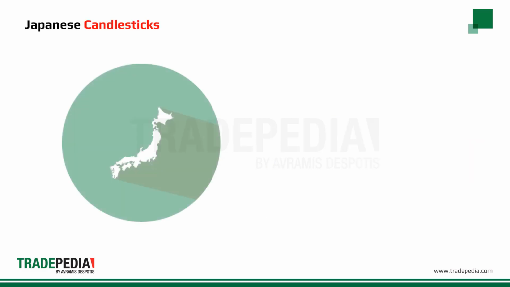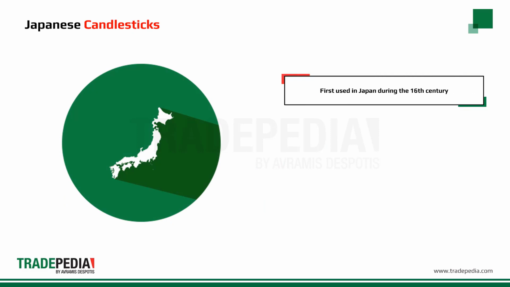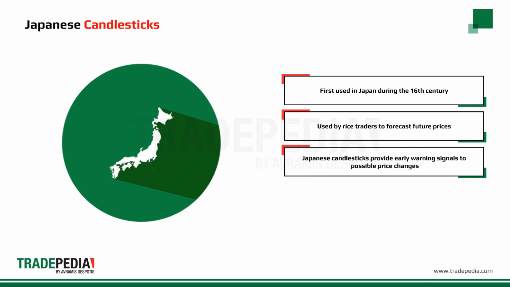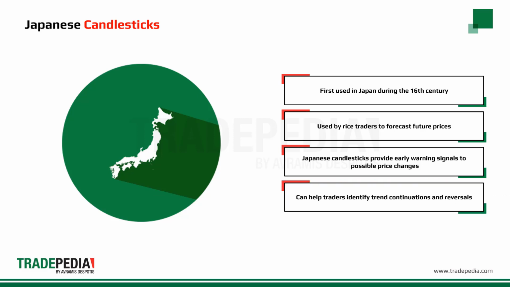Japanese candlesticks. Candlestick analysis was first used in Japan during the 16th century. It was used by rice traders in an attempt to forecast future rice prices. Japanese candlesticks are leading indicators because they provide early warning signals to possible price changes. Patterns of one candlestick or more can help traders identify trend continuations and reversals.